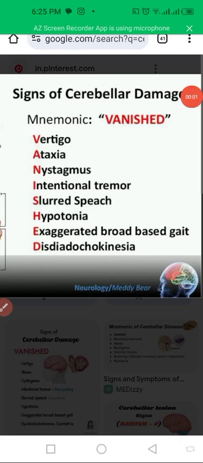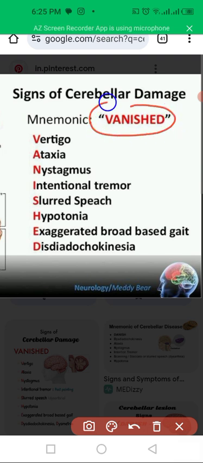Okay, whenever there is a lesion in the cerebellum, this mnemonic you have to memorize, that these types of signs and symptoms will be found. The patient will have vertigo, ataxia, nystagmus, intentional tremor, slurred speech, hypotonia, exaggerated broad-based gait, and dysdiadochokinesia will be there.